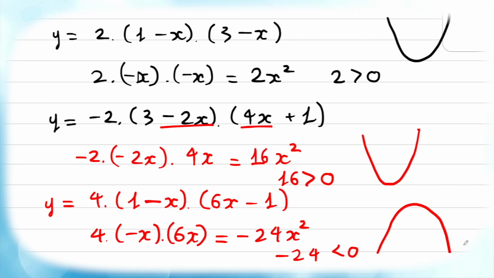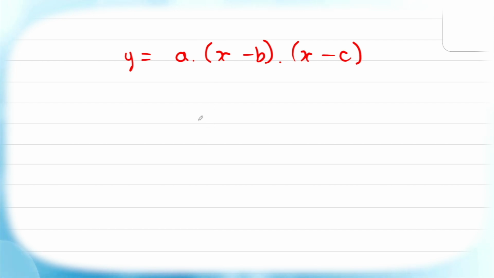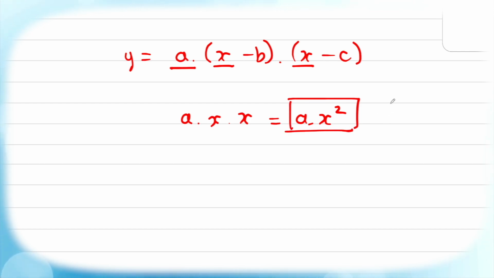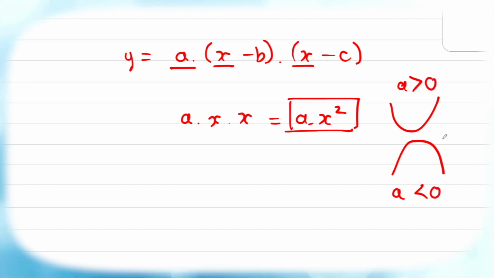Okay, so for the general factorizing form, we have a(x minus b)(x minus c). Be very careful about the number outside. In this case, you have x, you have x, and you have a outside. This means a times x squared. Based on this information, it may be a smile or a sad face. It depends on the number a here. If you have a greater than 0, this is a smile. If you have a less than 0, you have a sad face. That's it.